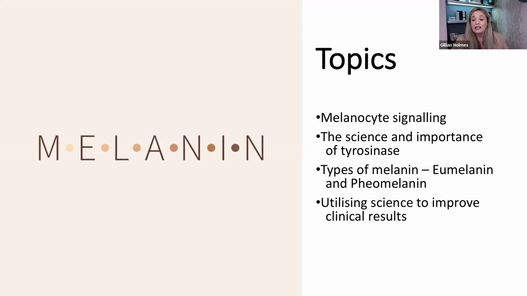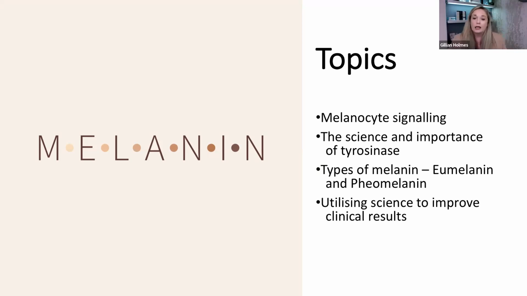So the topics I want to cover today include melanocyte signaling. So what is it specifically that signals the melanocyte to produce hyperpigmentation? We're going to look at the science and importance of tyrosinase. Now, tyrosine or tyrosinase is probably something that you're very familiar with or have heard of before. So when we conduct treatments to rectify hyperpigmentation, we talk a lot about tyrosinase inhibitors. So we want to look more closely at that. Why does tyrosine in particular play or have an impact on hyperpigmentation, and how can we potentially disrupt that?